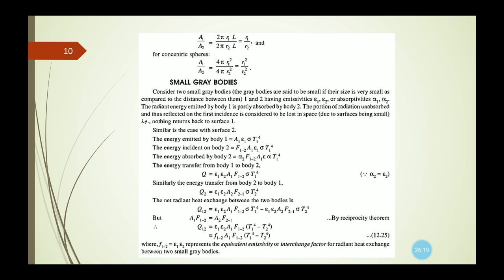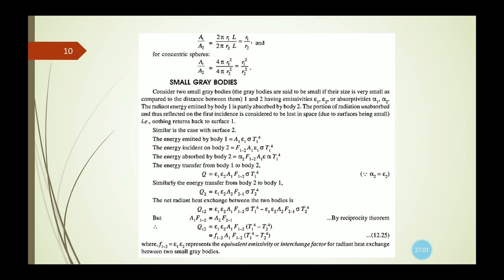Now let us discuss the small gray bodies. What will be the net radiant heat exchange between the small gray bodies? Let us consider two small gray bodies. Now what is this gray body? This concept of the gray body is already discussed. Now these gray bodies are said to be small if their size is very small as compared to the distance between them. Here we consider two small gray bodies 1 and 2, which have emissivities epsilon 1 and epsilon 2, or absorptivities alpha 1 and alpha 2.